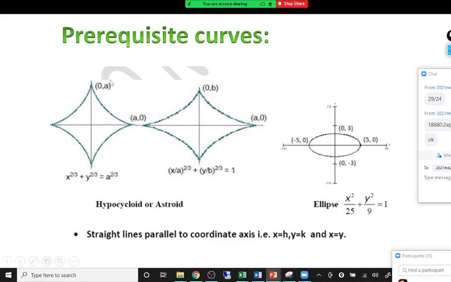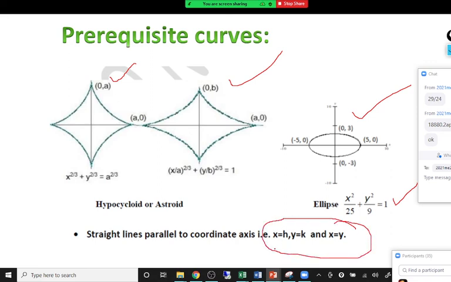But I will tell you only the basic curves we require, and you should be able to remember these curves. This is an asteroid, this is also an asteroid, and this is the ellipse here. This is the equation of the ellipse written there. Again, these are the few lines you should know.